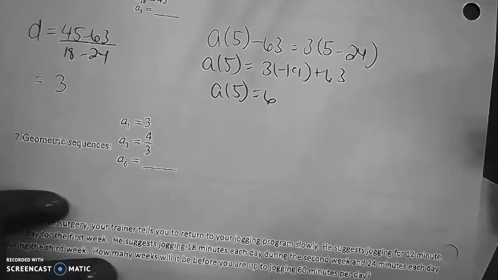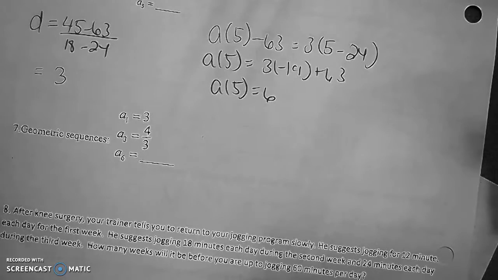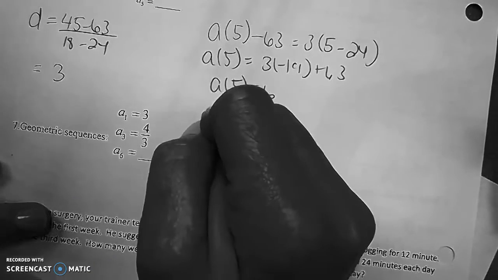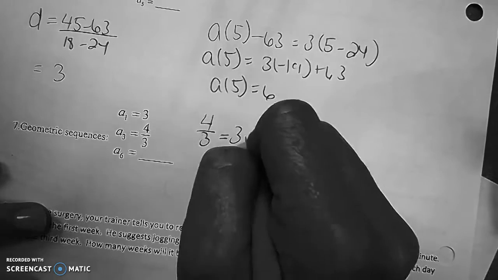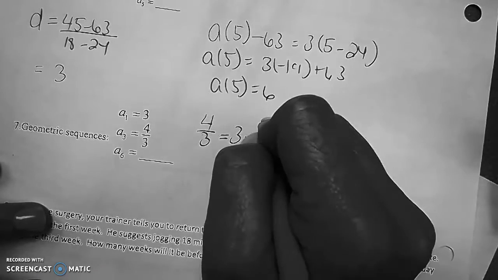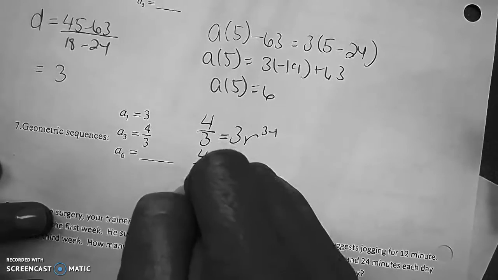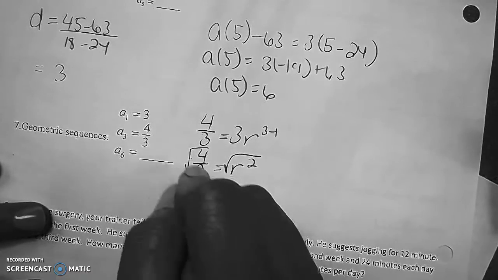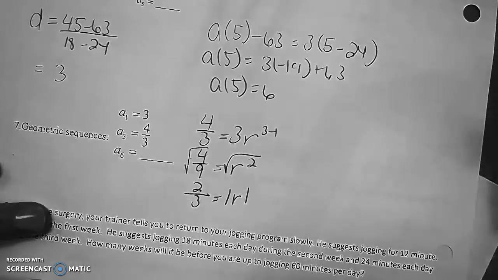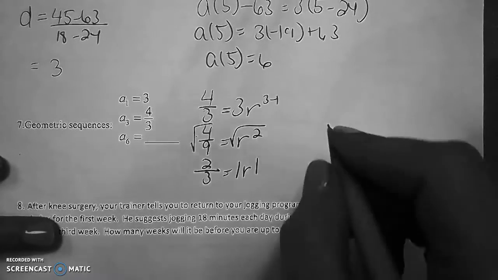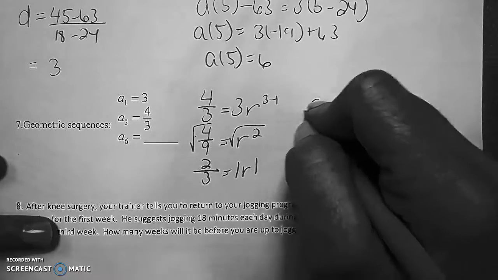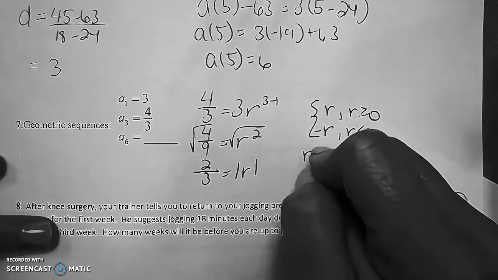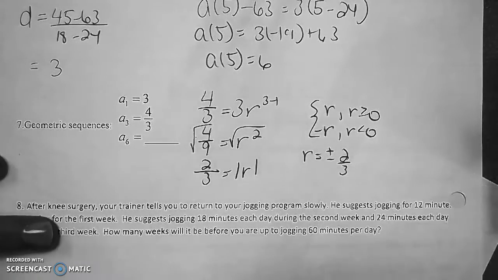Okay, for my next one, I am given A1 and A3, so I can certainly find R here. I know that explicit formula, 4/3 will equal 3 times R to the 3 minus 1. So that's 4/9 will equal R squared. I take the square root. Square root of 4 is 2. Square root of 9 is 3. Leaves me with absolute value. And so I know the absolute value of R is really 2 pieces, and we'll talk more about that in the coming days. So that means R could be a positive or negative 2/3.